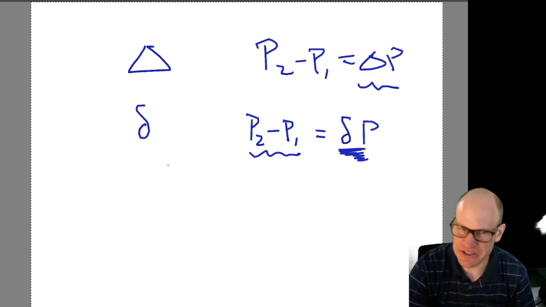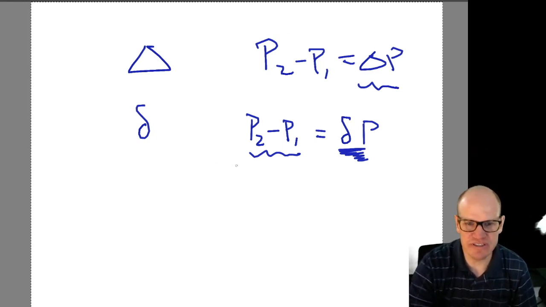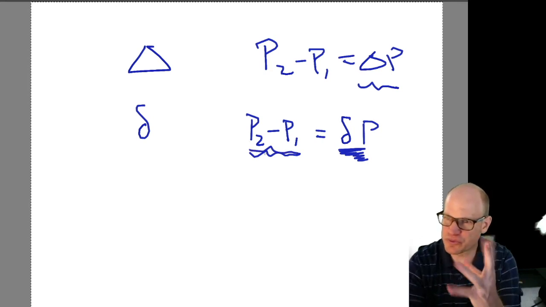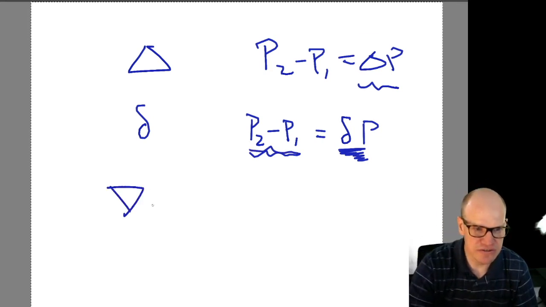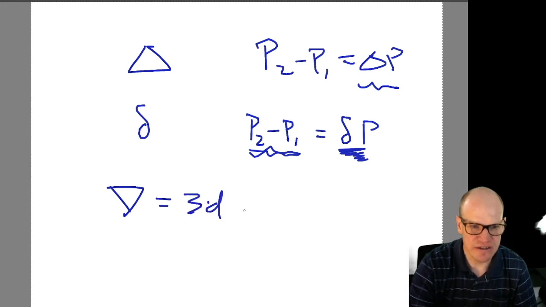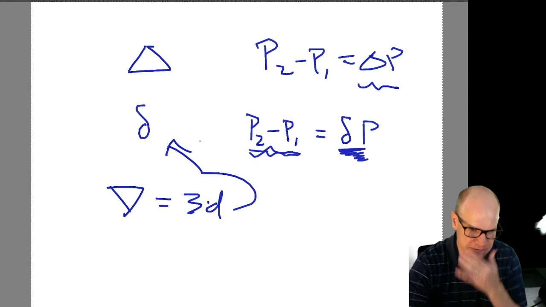And if you have, so this is a one-dimensional delta like this. If you have 3 dimensions and you want to account for these small changes in all 3 dimensions, then you use del. So this is the 3D version of the small delta.